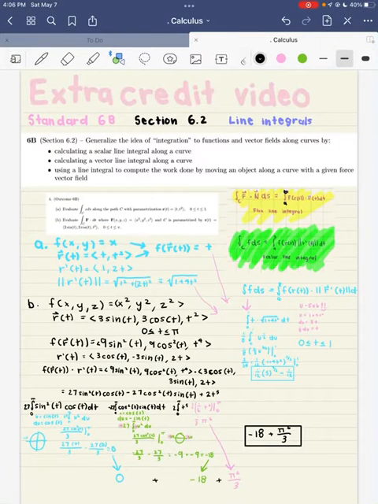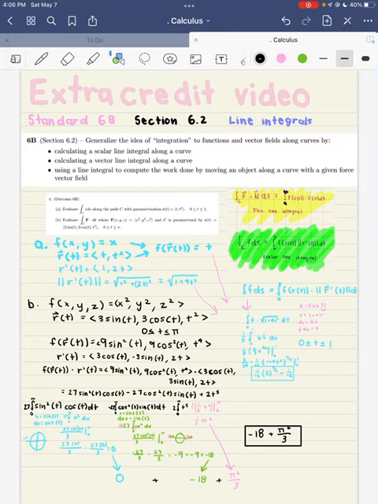Today I will be filming my extra credit video for Standard 6B about line integrals. So the first thing I'm going to go over is the course standards for 6B. The goal was to be able to calculate a scalar line integral along a curve, calculate a vector line integral along a curve, and be able to use a line integral to compute the work done by moving an object along a curve with a given force vector field.